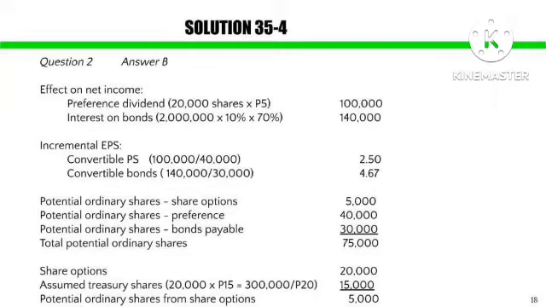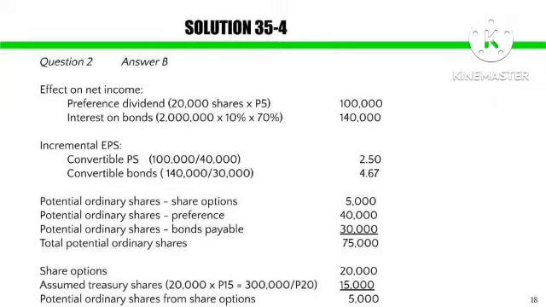Under convertible preference shares po, gamitin po natin yung 100,000 na nakuha natin, divide by 40,000 shares, which is the ordinary shares upon conversion of the preference shares. It will give us an incremental EPS of 2.5, and similar lang din po sa convertible bonds natin, which is the 140 from the interest on bonds divided by 30,000, which is the ordinary shares upon conversion of the bonds payable. It will give us an incremental EPS of 4.67.